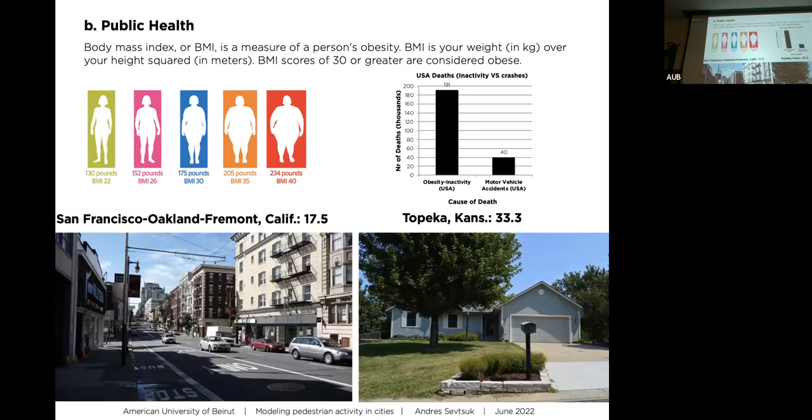body mass index is oftentimes used as a metric of the average person's body weight in American cities. In denser cities, like for instance, San Francisco, BMI tends to be significantly lower than in cities where everybody relies on driving, like Topeka, Kansas, or many other car-related towns in America. But this is not the only or perhaps most important aspect of public health from a mobility perspective.